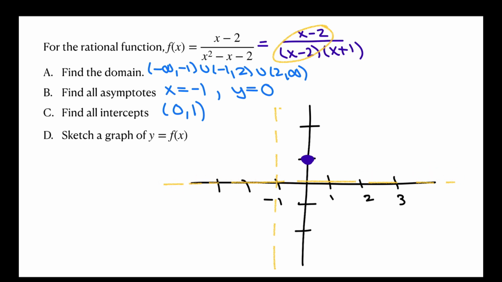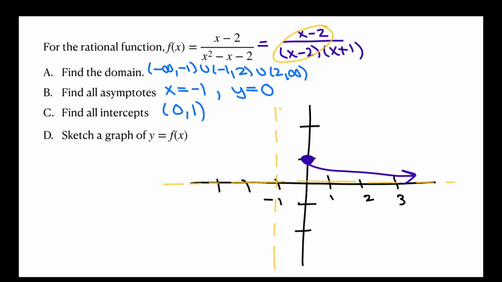All right, so to create my graph, I'm going to start by looking at the one point I have graphed. And if I go to the right from this point, the graph has to be approaching that horizontal asymptote. So I'm going to draw something that is approaching that horizontal asymptote.